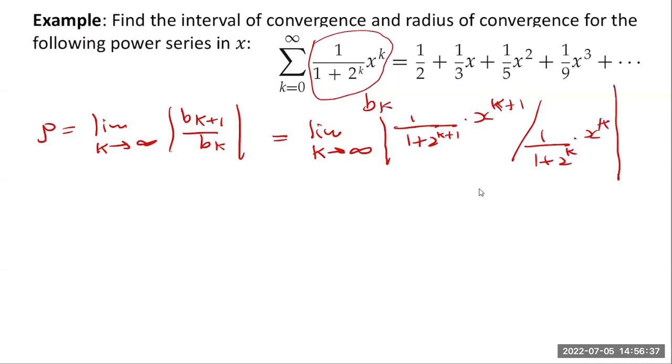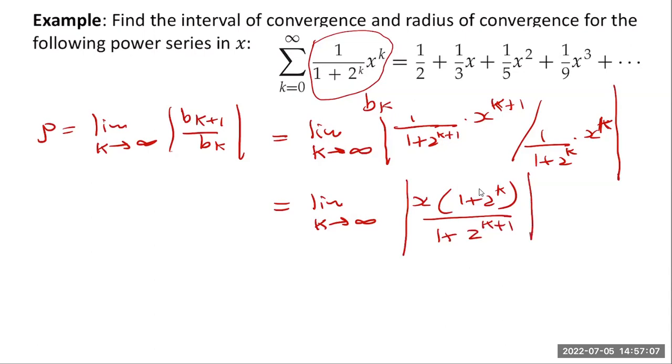Now you need to do some simplification. You need to do some algebra here. I'm not going to show all the work here because you are familiar with these things now. This is going to be equal to the limit. Let me write what you get if you simplify this. This is going to be x times 1 plus 2 to the power k divided by 1 plus 2 to the power k plus 1. Of course, you should have absolute value around it.